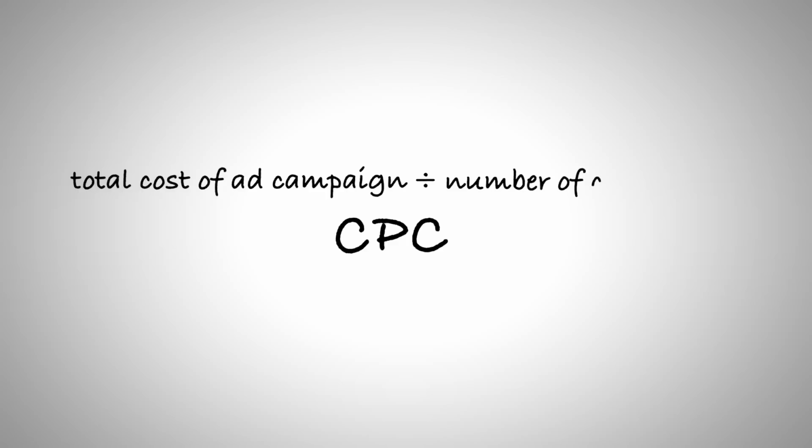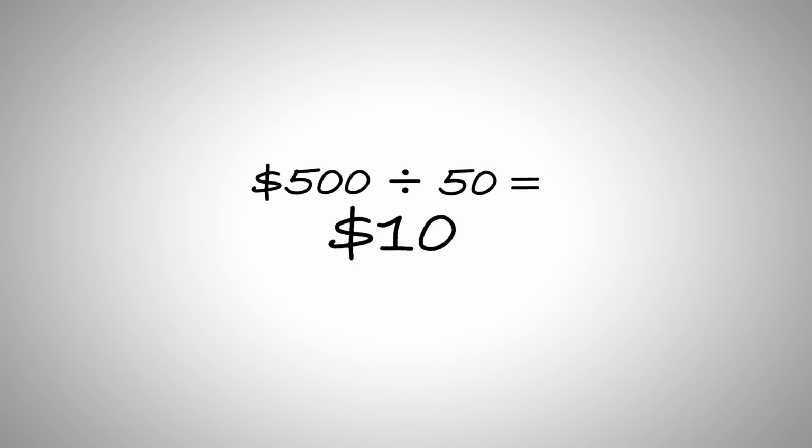Search is often measured in cost per click or CPC. This is the total cost of your ad campaign divided by the number of clicks you receive. If you spend $500 on your ad campaign and get 50 clicks, then your CPC was 500 over 50, or $10.